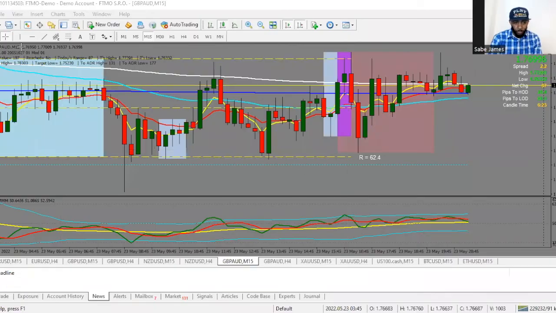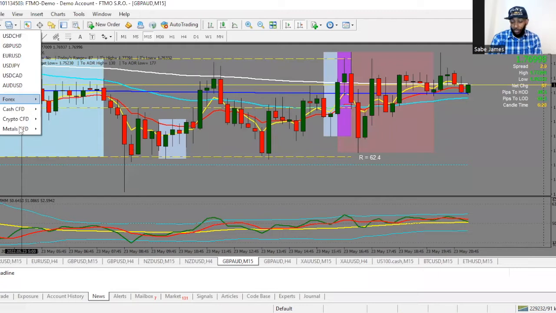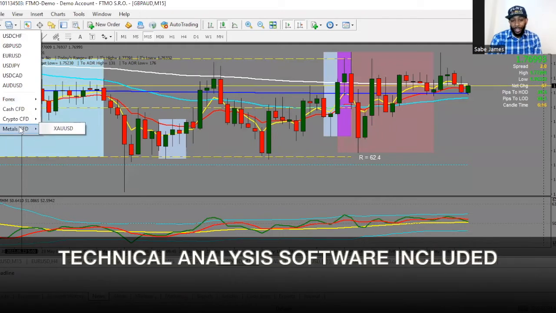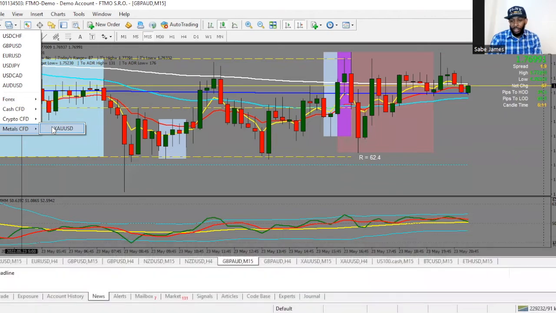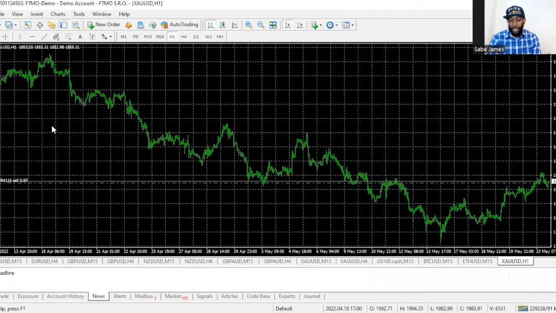So what we're going to do here is start off with a blank chart. We're going to go to gold here, and the software that you're seeing right here will be included with joining this community and purchasing the coursework. I will also show you how to operate this software effectively and efficiently to the best of your ability.